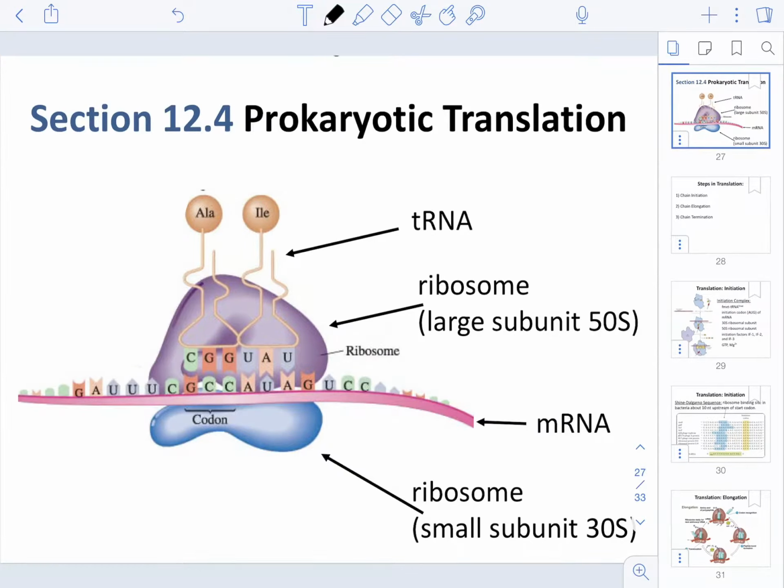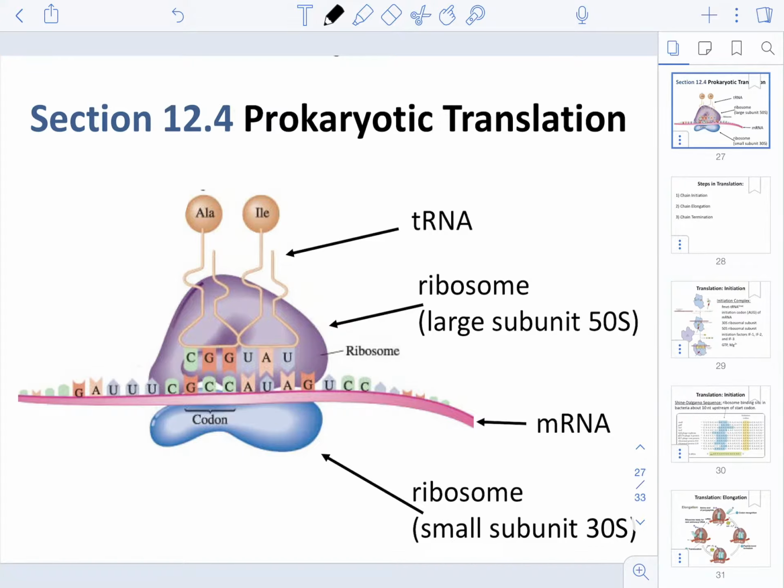In this video, we are going to be looking at the different steps in translation for prokaryotes. When it comes to translation, we have several molecules that are needed in order for the process of translation to occur. We have introduced each of them throughout this chapter, but let's just review.